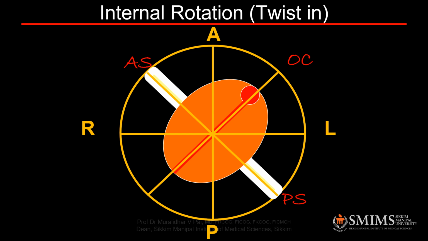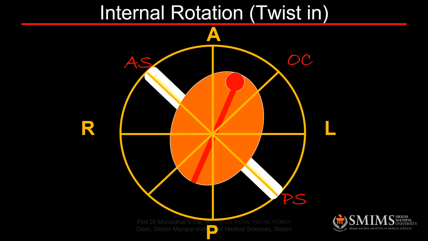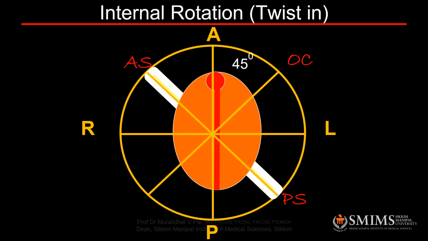What we need to understand here is the head is independent of the shoulders and it can rotate without shoulders rotating. Please note, only the head has rotated by 45 degrees, shoulders have not rotated.